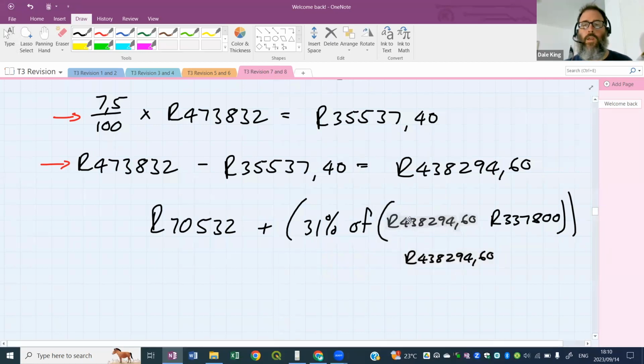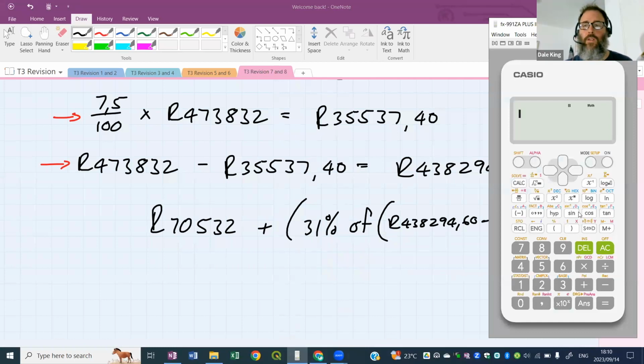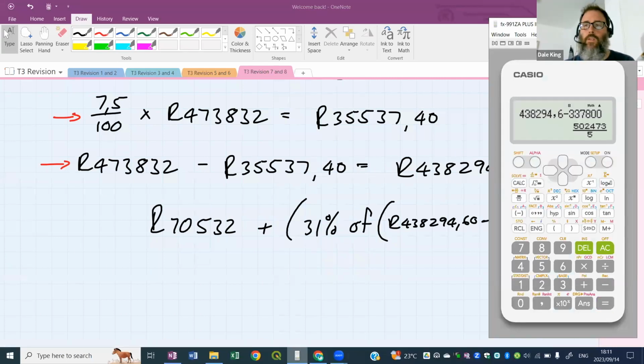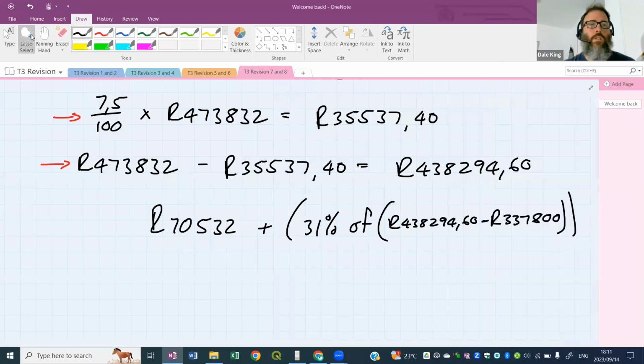And this will go up here, and we need to subtract them, right? So that's how we found the amount that's above. So let's do that first. I think Tehran's already done it, but let's check. 438,294.6 minus 337,800. There we go. Let's check. Right, we've got 100,000 here. So it's 100,494. So now what I'm going to do is copy this line.